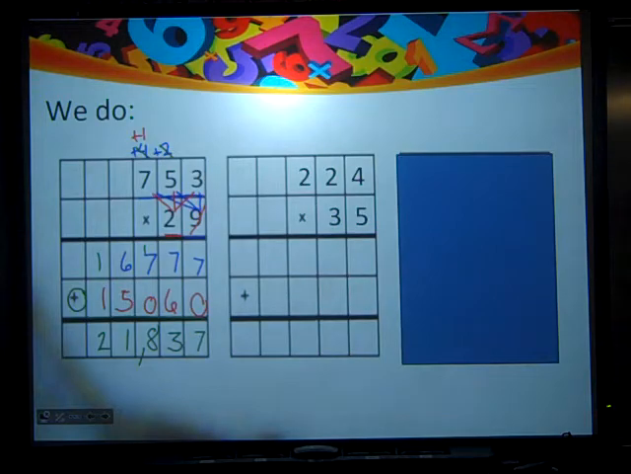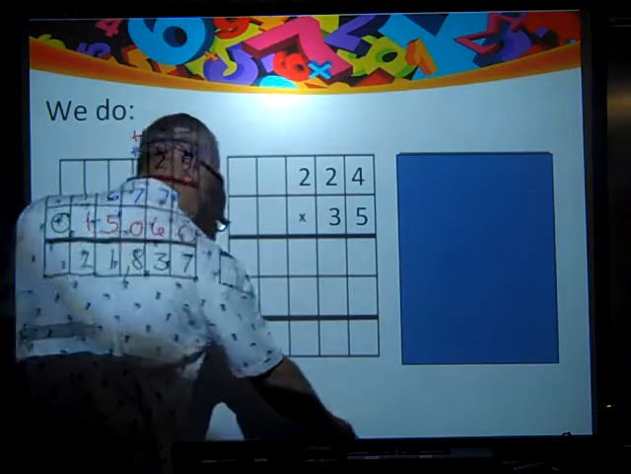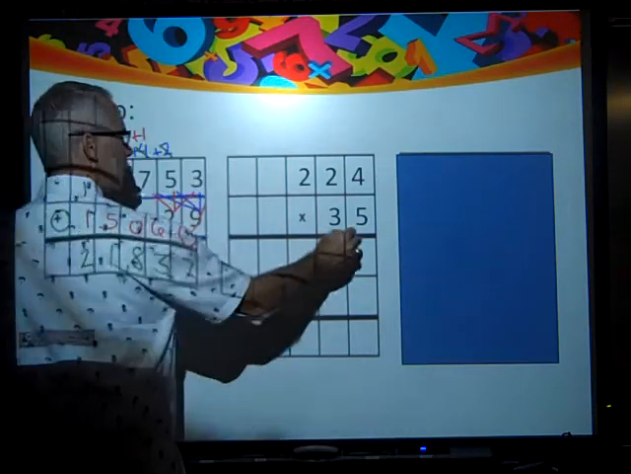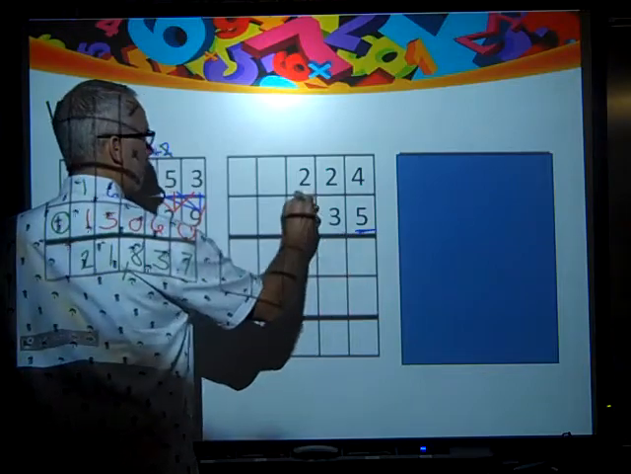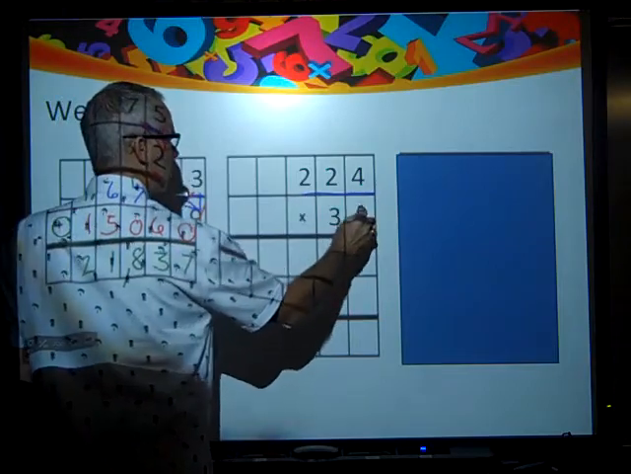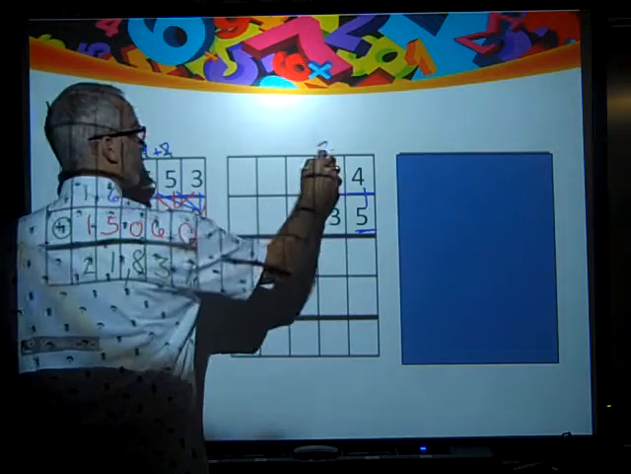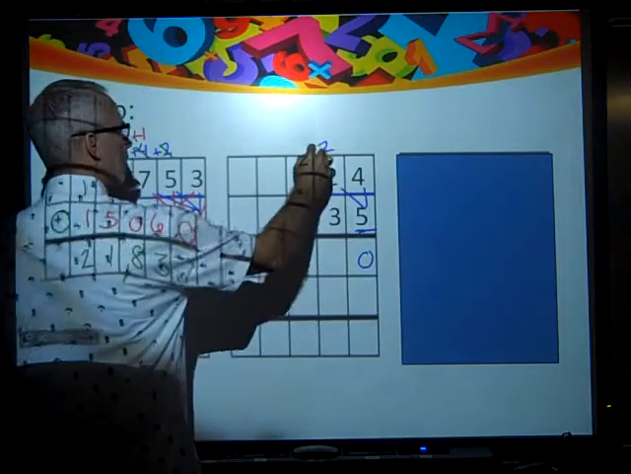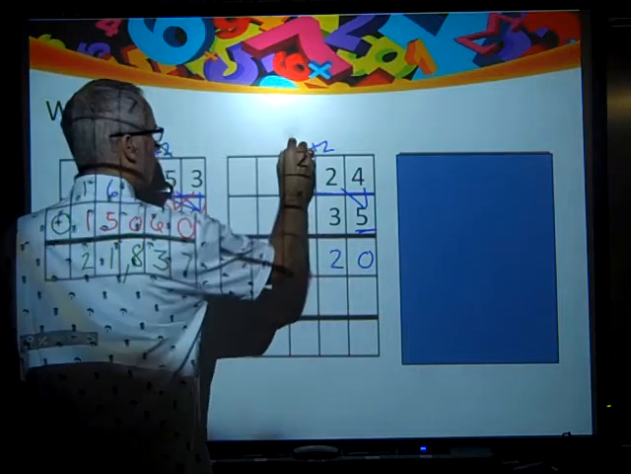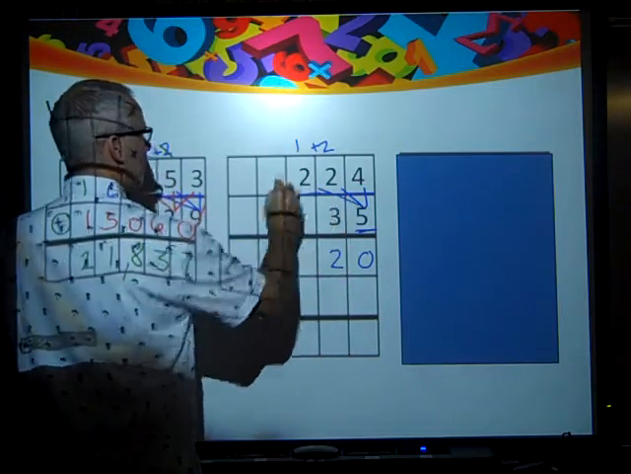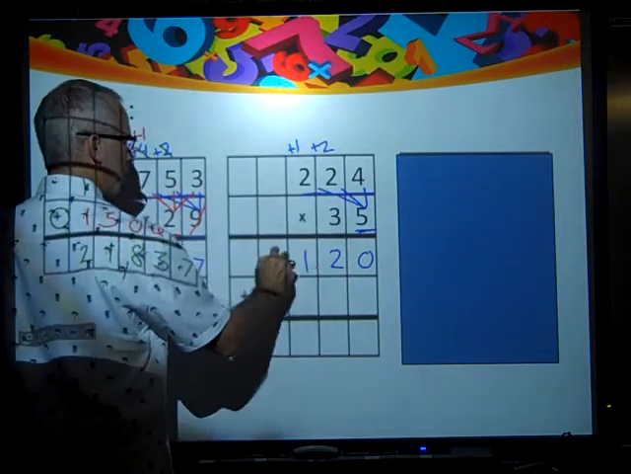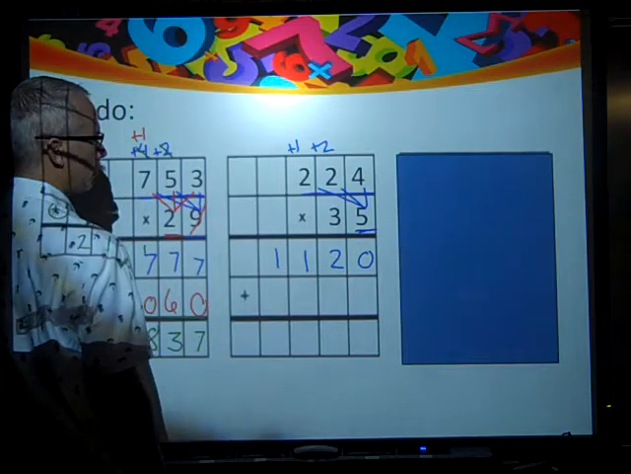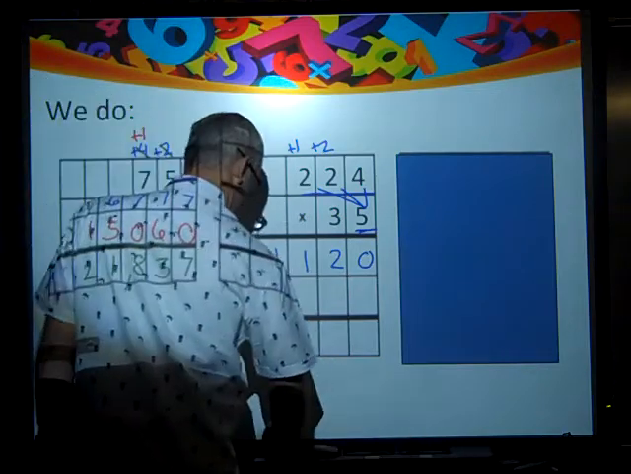Look at the next one here. 224 times 35. Alright, so again, start with the number in the ones place. Multiplying that by everything on top. So 5 times 4 is 20. 5 times 2 is 10, plus 2 is 12. And 5 times 2 is 10, plus 1 gives me 11. Alright, next step.